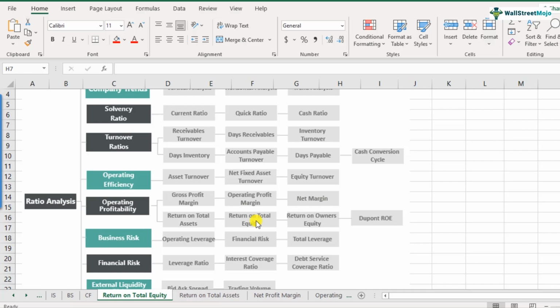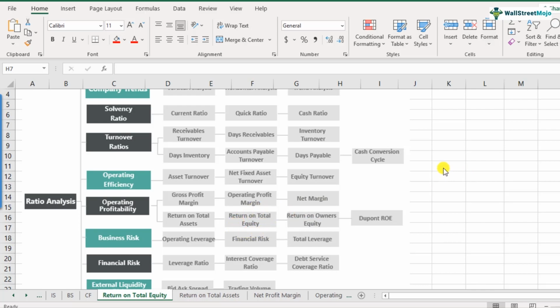So 15% as ROE, or the return on total equity. Now, an important thing to note here is that we are talking about the total equity and not the owner's equity. Okay, there's a difference between the two. We'll come to return on owner's equity in the next video, but here let me define what total equity could mean.